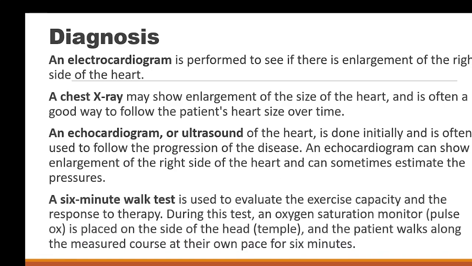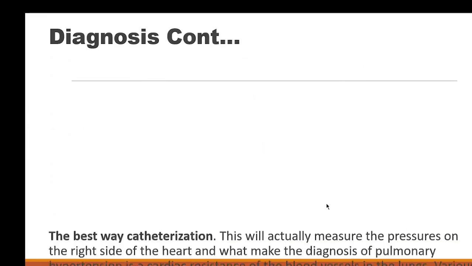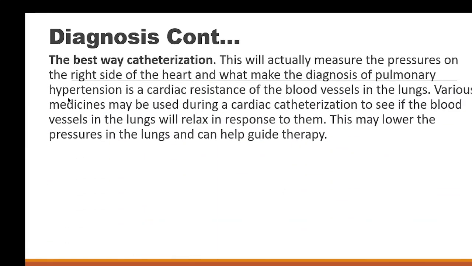We also have a 6-minute walk test. This is used to evaluate exercise capacity and response to therapy. During this test, an oxygen saturation monitor is placed on the side of the finger, and the patient walks along a measured course at their own pace for 6 minutes. Continuing, the best way to diagnose pulmonary hypertension is to use catheterization.